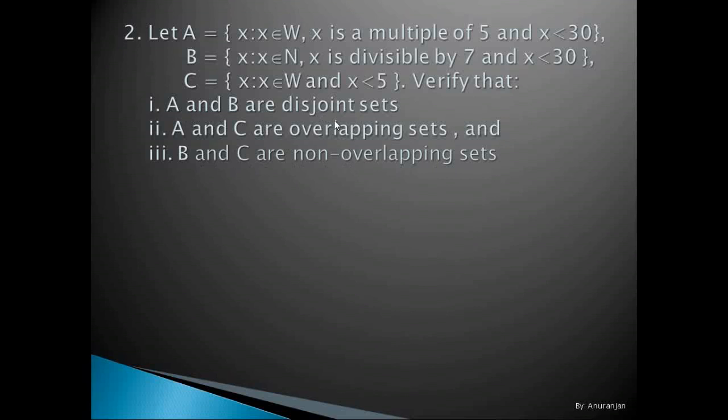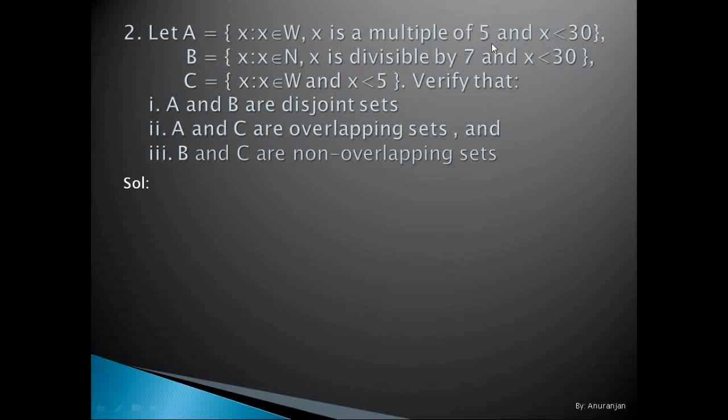Now let's look at the first question. A and B are disjoint sets, but before we could find whether they are disjoint or overlapping, the elements of the sets should be clear. So here it is written in set builder form, meaning we need to change it into the roster form. So let's change the elements of A into the roster form first. So what do we see? x such that x belongs to whole numbers and x is a multiple of 5 and it should be less than 30.